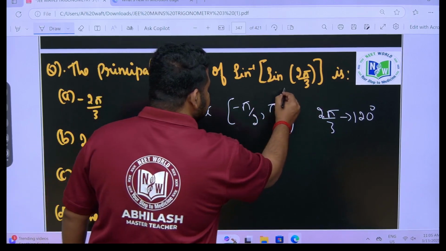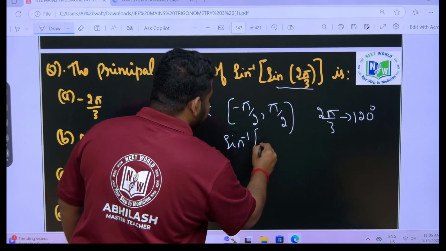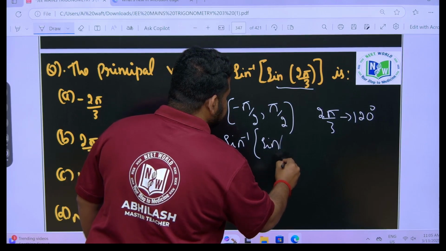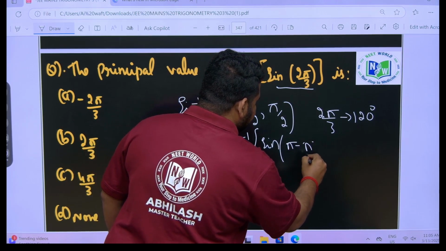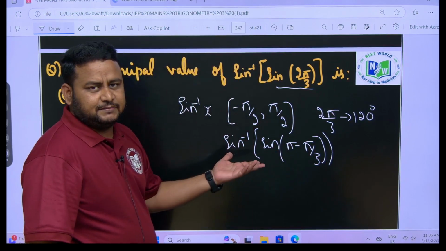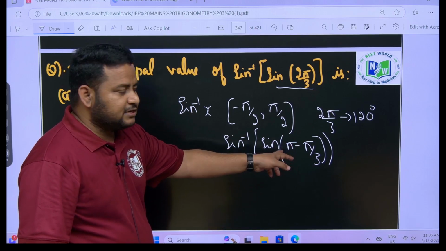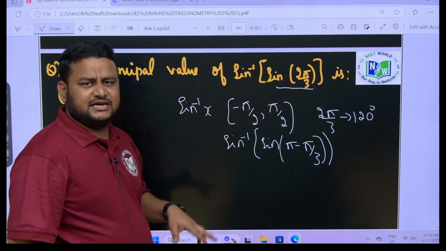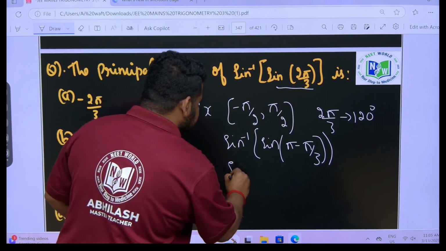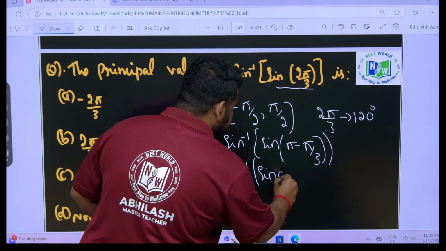I can write it as sine inverse of sine 2 pi by 3. I can write it as pi minus pi by 3. That is, 180 minus 60 is 120. But we know that sine of pi minus pi by 3 is sine pi by 3, since sine of 180 minus theta is sine theta. So this will be sine inverse of sine pi by 3.